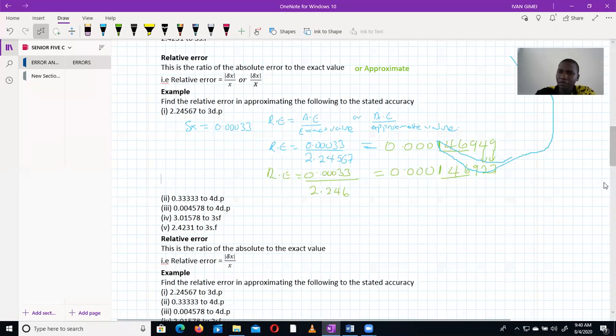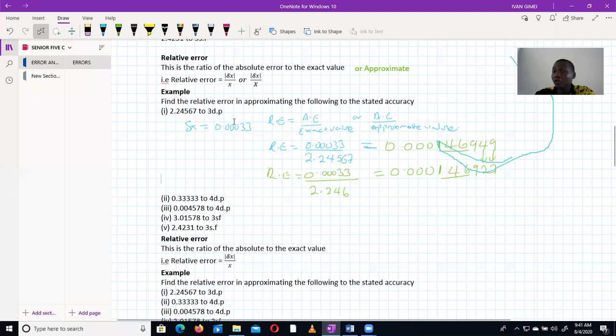Excuse me, teacher. Yes, please. When you are finding the approximate value, do you only find it by rounding off? That's a good question. Here they didn't tell us what we're doing. Here it would maybe be by rounding off to the stated accuracy. I think something like that.